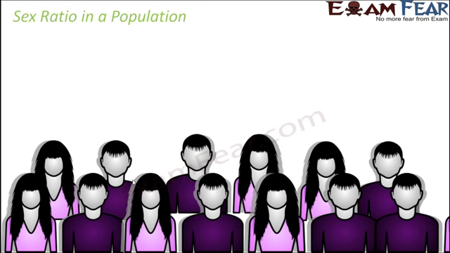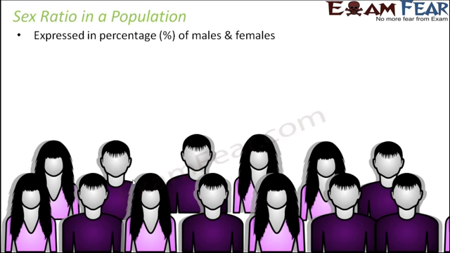Now, the next important parameter of a population is the sex ratio. As I mentioned before also, in the case of an individual, the individual can either be a male or a female. But when it comes to a population, males and females both would exist. So this is expressed in percentage of males and females. That is how much percentage of the population is male and how much percentage of the population is female. So let us look at the screen.